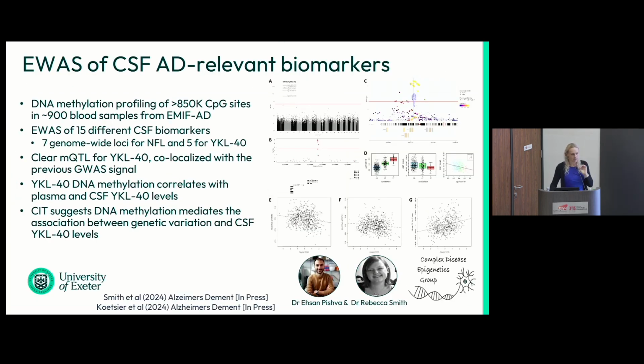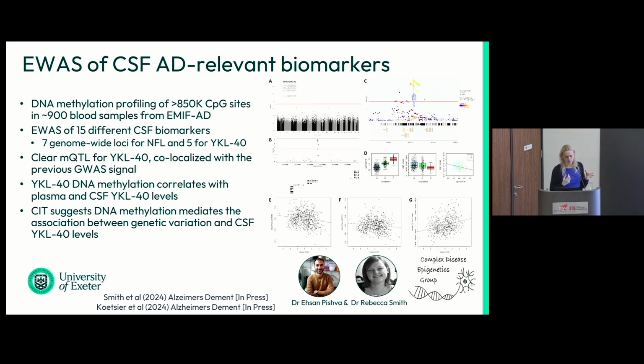We've also been doing some work in blood, so most of our work's been in brain, but we recently published a couple of studies which have been an EWAS looking at blood. So in this, we looked at 900 samples in the EMIF-AD cohort, and what we did was an EWAS looking at the association of DNA methylation with 15 different CSF biomarker measures, essentially to try and identify perhaps methylation changes that could be important biomarkers, or at least tell us something about the biology in the blood. We identified, perhaps unsurprisingly, because Alzheimer's disease is a disease of the brain, we didn't identify many changes, but we did see some with association for neurofilament light and YKL40.